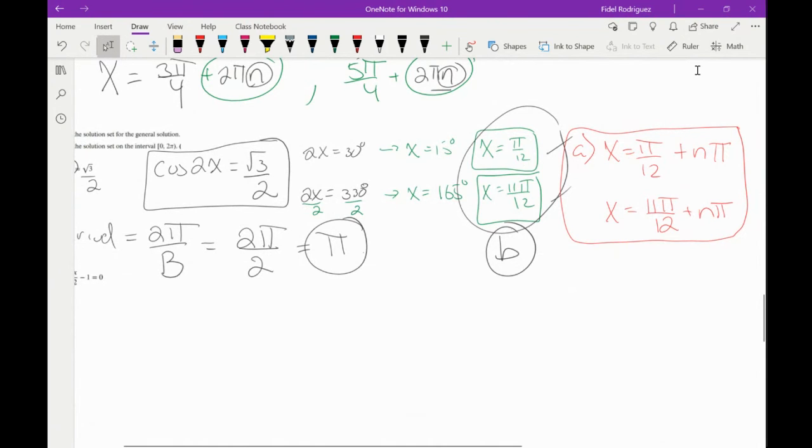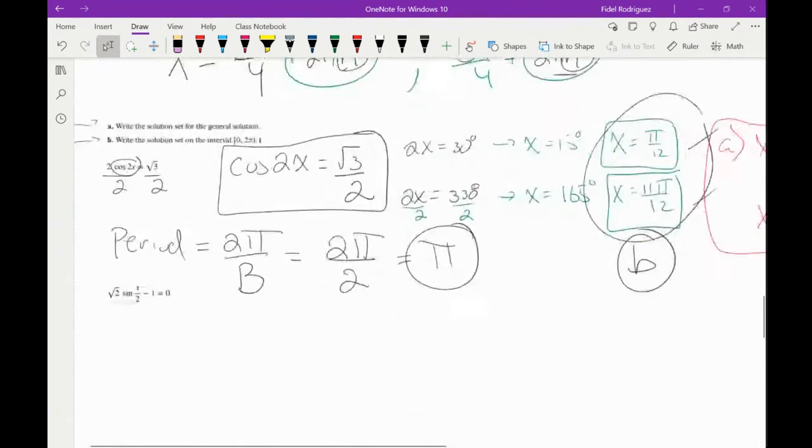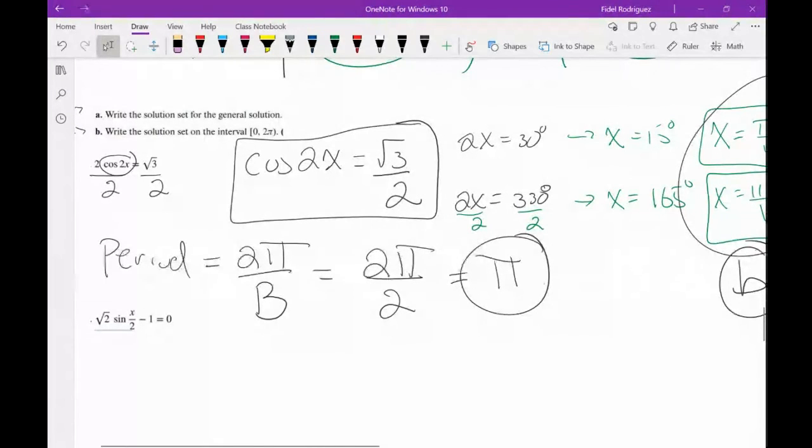The general solution is for the entire set of real numbers, right? And so when it says write the solution set for the general solution, this is for the entire set of real numbers. What we're doing when we're actually solving it, we're solving it for the interval from 0 to 2 pi. Okay.